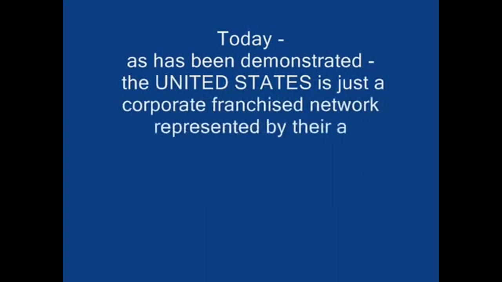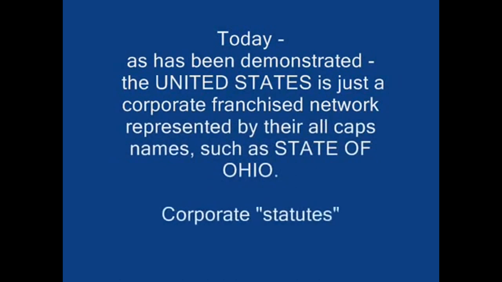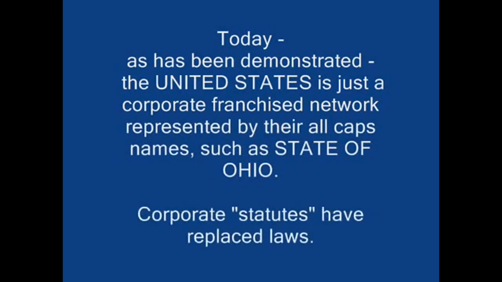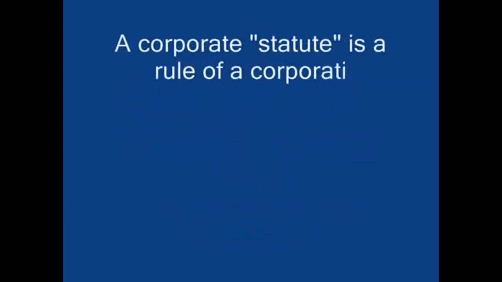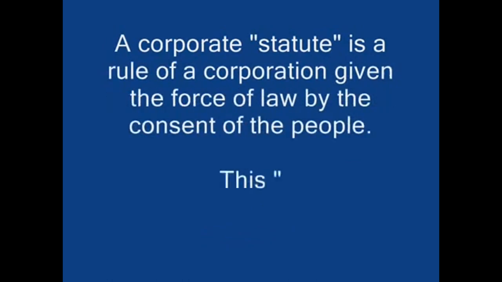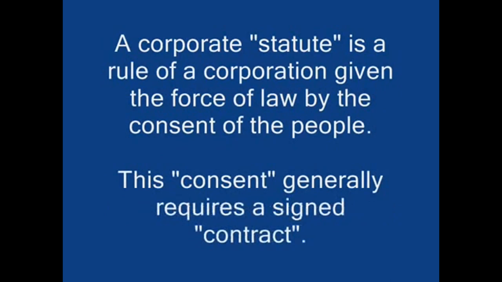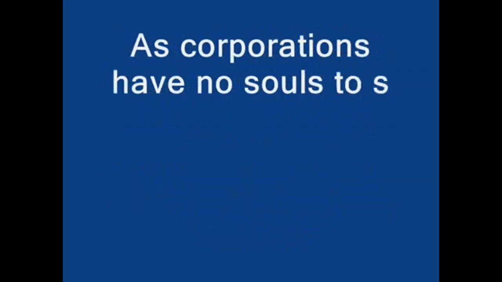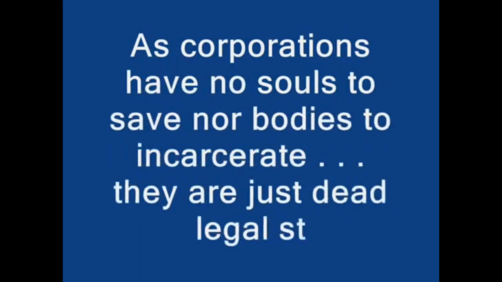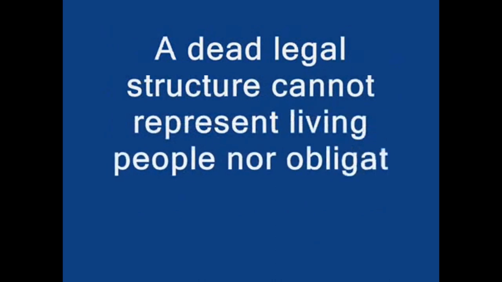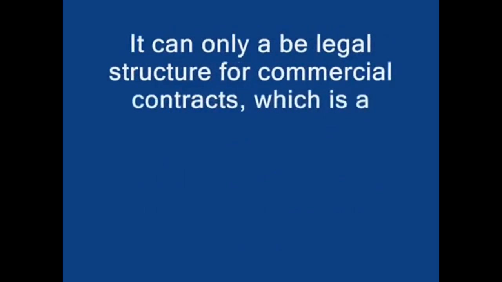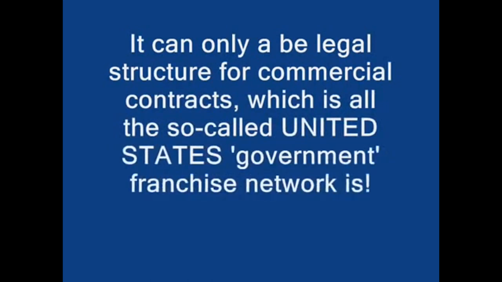Today, as has been demonstrated, the United States is just a corporate franchised network represented by their all-cap names, such as State of Ohio. Corporate statutes have replaced laws. A corporate statute is a rule of a corporation given the force of law by the consent of the people. This consent generally requires a signed contract. As corporations have no souls to save nor bodies to incarcerate, they are just dead legal structures. A dead legal structure cannot represent living people nor obligate them to laws. Therefore, a corporation cannot be a sovereign government. It can only be a legal structure for commercial contracts, which is all the so-called United States government franchise network is.